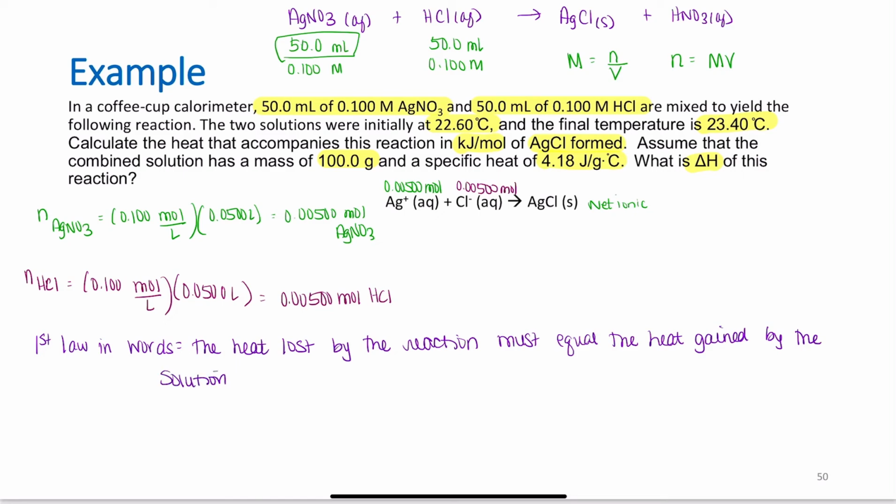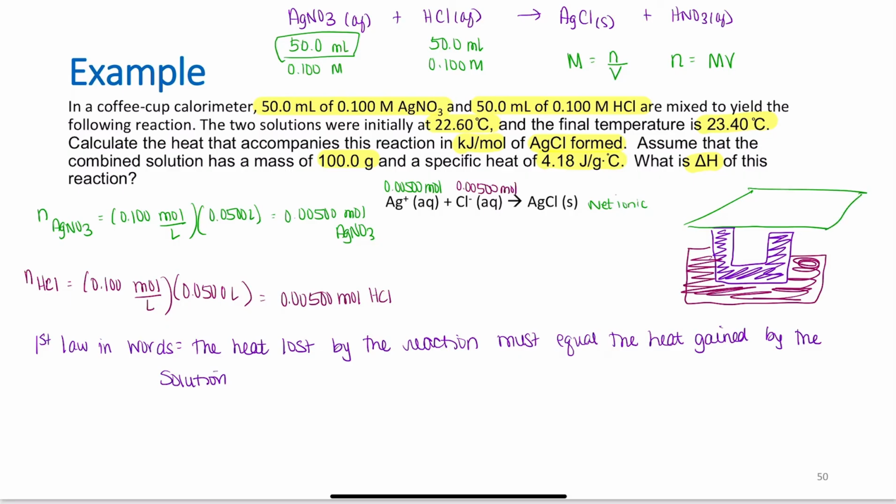How do I know that heat was lost by the reaction and gained by the solution? Well, let's think about what's going on here. We've got a styrofoam coffee cup. So it's basically two coffee cups nestled one inside the other to help keep heat from being lost to the surroundings. We have a lid on top of this thing, and a thermometer inside measuring our solution.